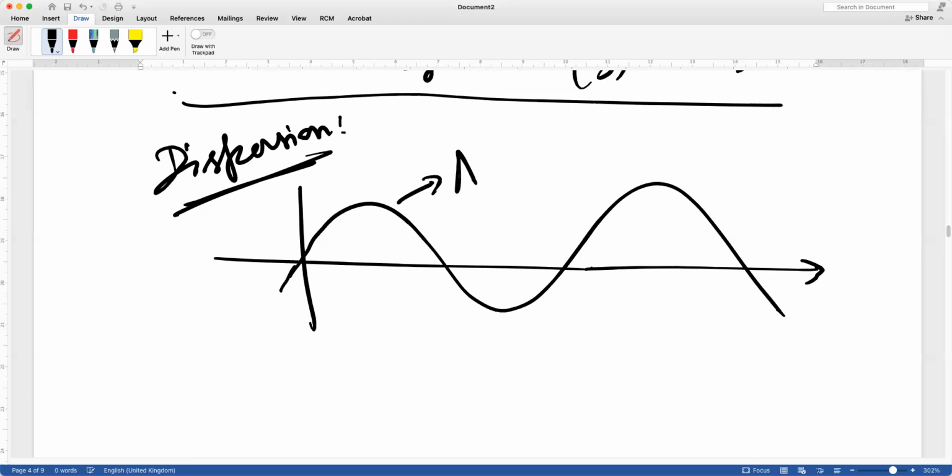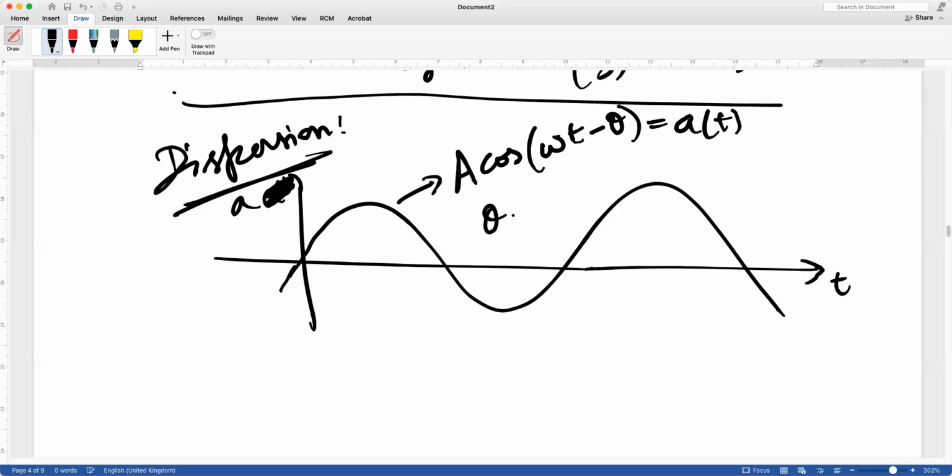Yes, uncle. This can be written as a, let's say I write it as a, for curiosity to check this, cos of omega t minus theta. Look at the diagram. Let's say this is our time and this is the lowercase a of t. This is our function, a of t. Tell me what is the theta value? Look at the diagram and look at the function.